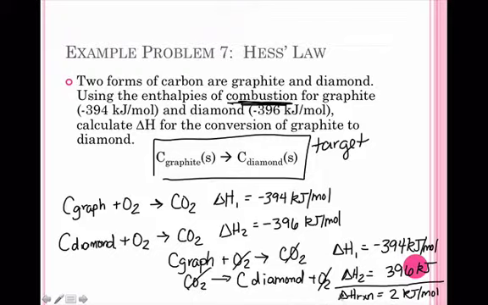So that tells us also that this is an endothermic reaction, and 2 kilojoules per mole is how much it requires to turn 1 mole of graphite into 1 mole of diamond.